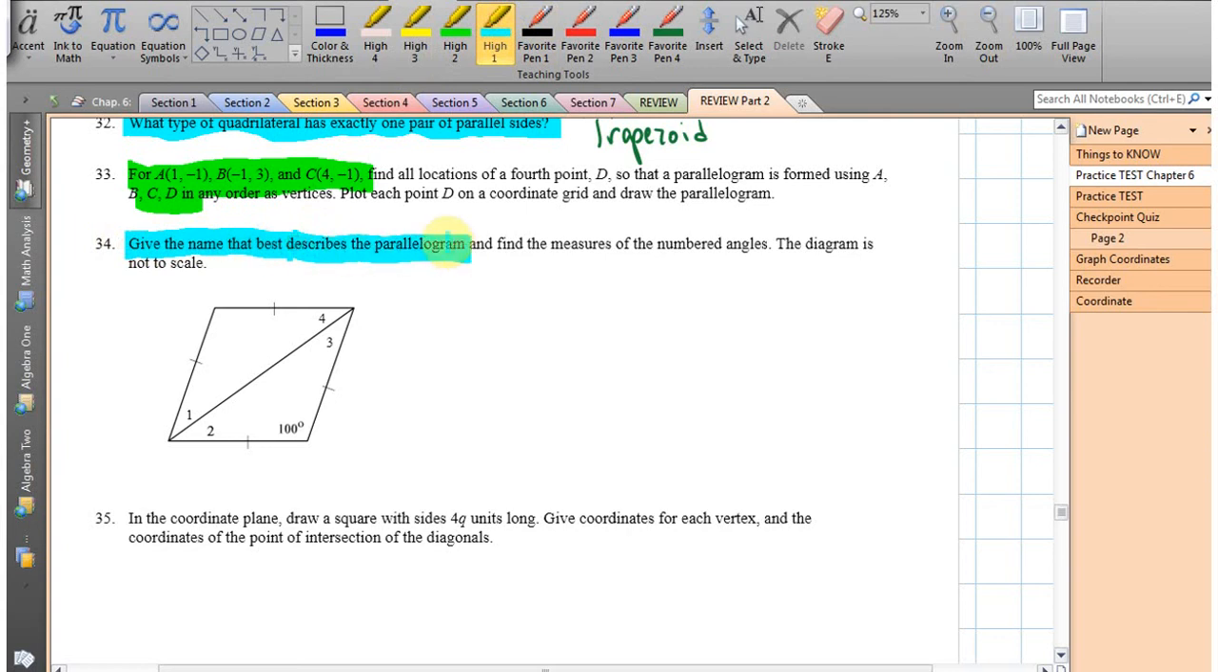parallelogram. So we know it's a parallelogram, but we're trying to probably come up with a better, more specific name. And find the measures of the numbered angles. Well, when I look at this problem, it looks like all 4 sides are congruent. Right away, my brain says this is probably going to be a rhombus. How so? It's because that's one of the properties of a rhombus. All 4 sides are congruent.